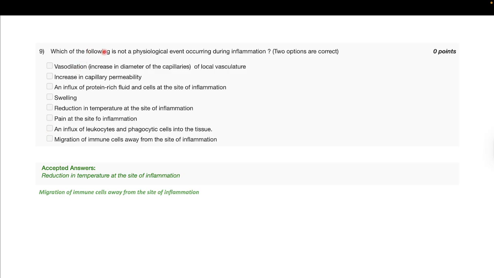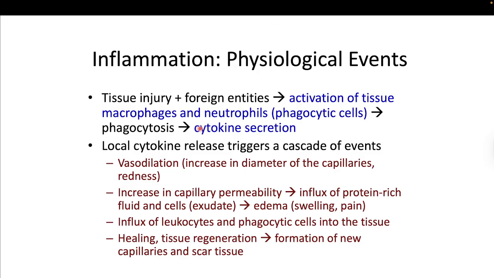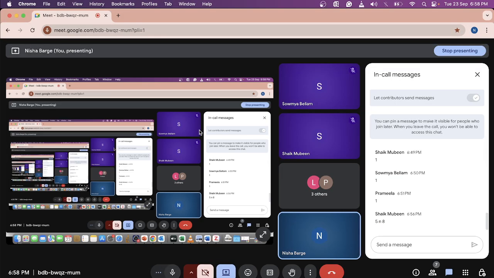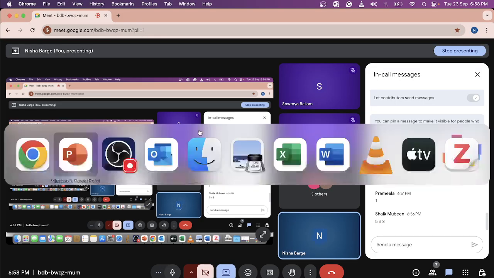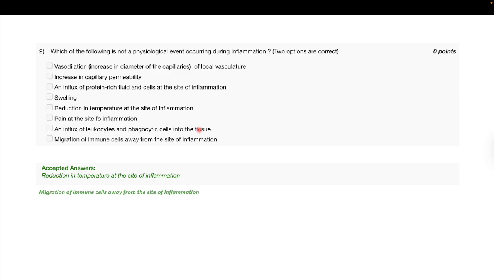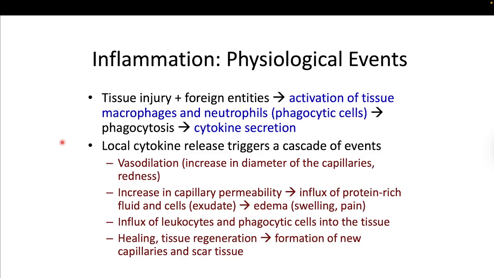So which of the following is not a physiological event occurring during inflammation? Reduction in temperature and migration of immune cells away from the site of inflammation. This is what doesn't occur during inflammation. Is this correct? You can read more details about it in this slide as well. Oh, people have answered 5 and 8. Sorry, I didn't look at it before, but 5 and 8, yeah, you were correct. Clear with this question? We'll move on towards the next question then.